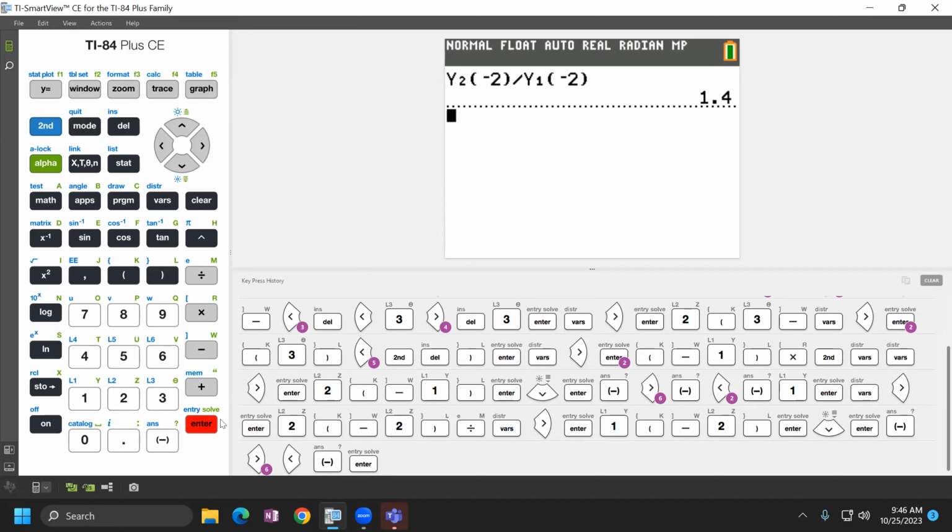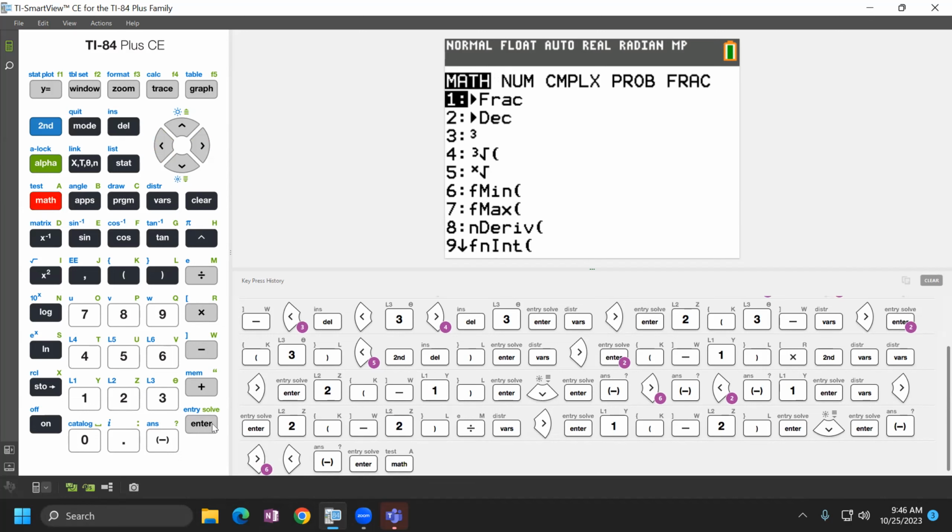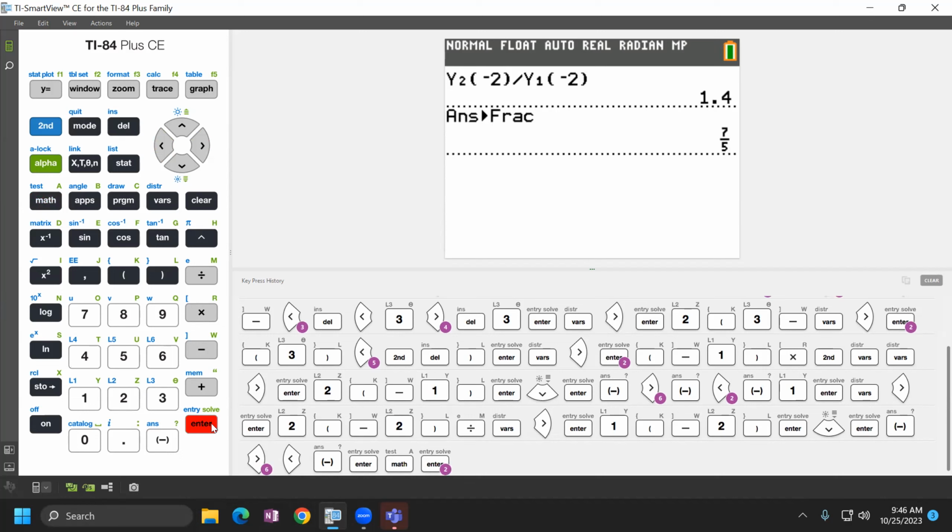Okay, I do get 1.4. That doesn't bother me. My math lab is expecting a fraction. But to change a decimal to a fraction, you go math, number 1 is 7/5. So the answer to part D is 7/5. You can change any, well, not any decimal. If it can be written as a fraction, you can change that decimal to a fraction. Irrational numbers are decimals that cannot be changed to fractions. Okay?